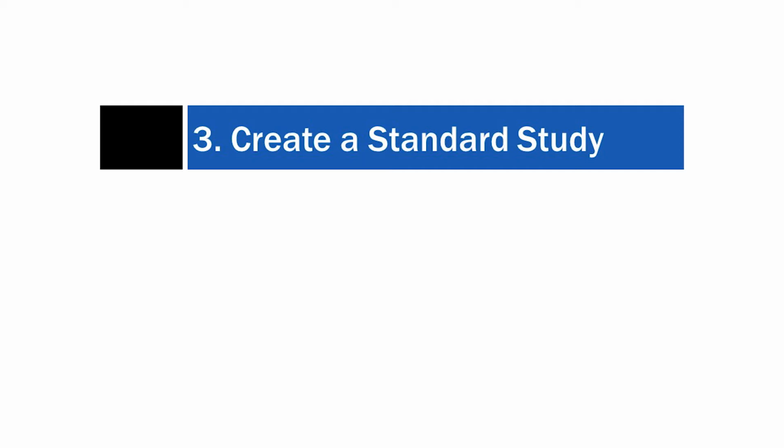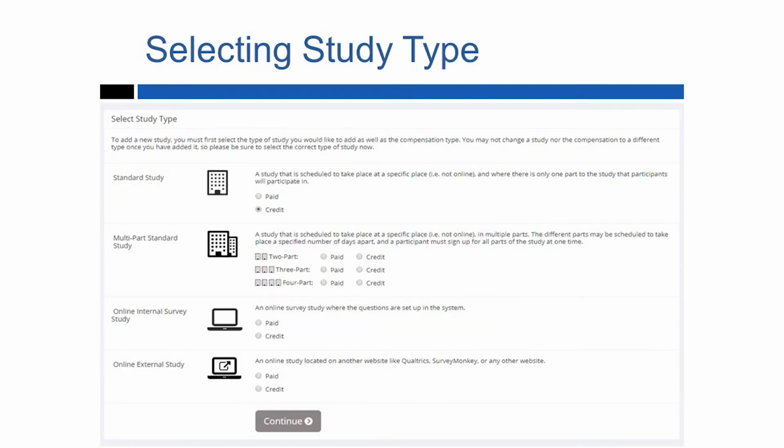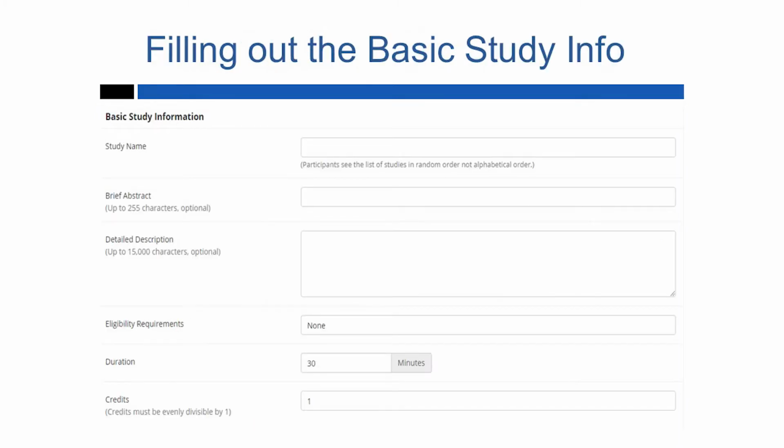After you have logged in to the Sona website, you will have a menu in front of you, and you will go to the Add New Study button and create a new study there. The big arrow will show where you create the new study. That opens up this menu, and you will select your study type. At the very top, you will see Standard Study. Click on that, and then at the bottom, click Continue. Just a side note, the advanced training will cover those other 3 studies you see there: multi-part, online internal, and online external. Next, we're going to fill out the basic study information as you create your study.